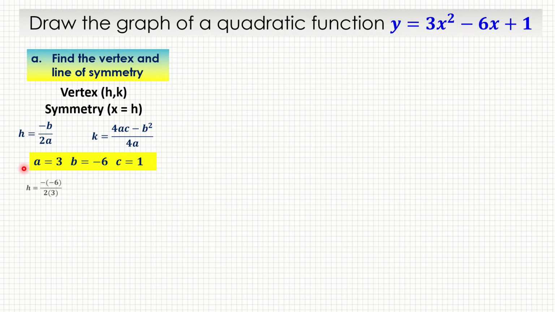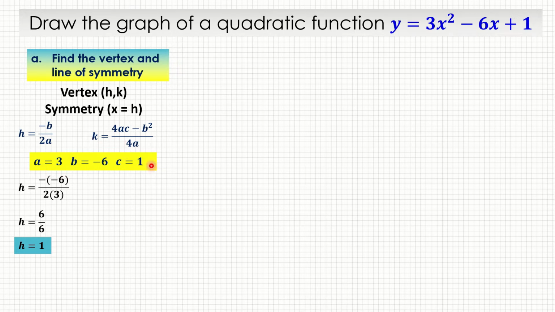So for the value of h, we have negative times negative 6 all over 2 times positive 3. Simplifying that, the answer will be positive 6 over positive 6, and positive 6 over positive 6 is equal to positive 1. Therefore, the value of h is equal to positive 1. Let us move on with the value of k.